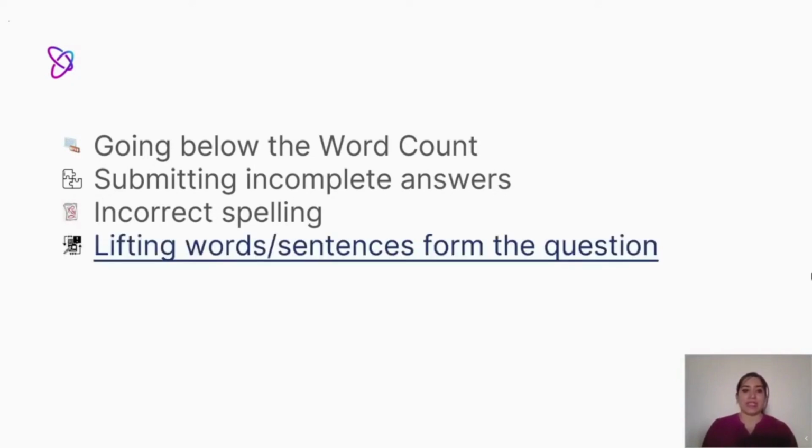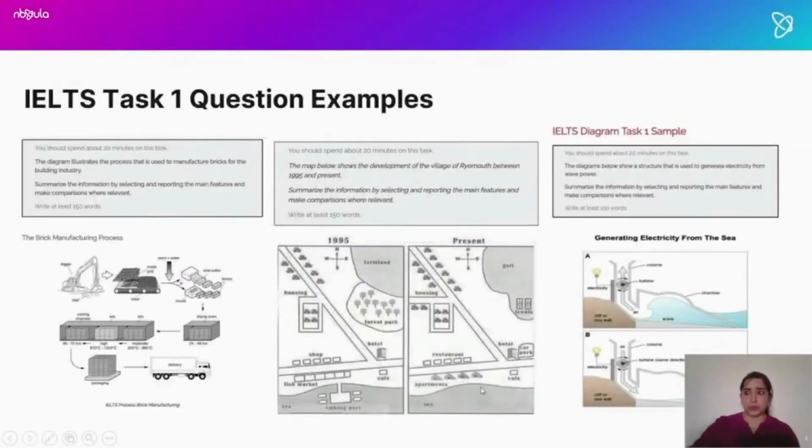Okay, all right. Next one is lifting words and or sentences from the question. Now, what do I mean by that? I mean to say, and I'll just give you an example. So let's look at this example here on the left. The question is, the diagram illustrates the process that is used to manufacture bricks for the building industry. Now, when I say lifting, we basically mean you're putting that same sentence down in your answer.